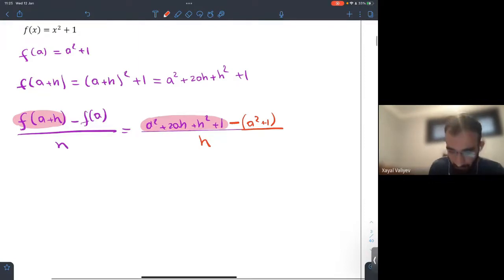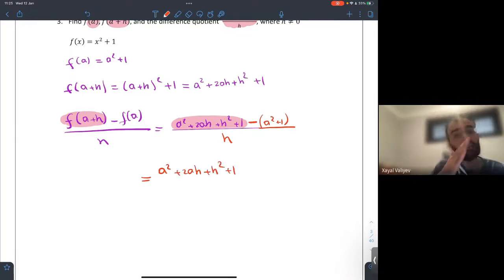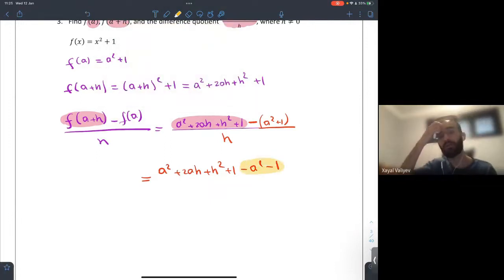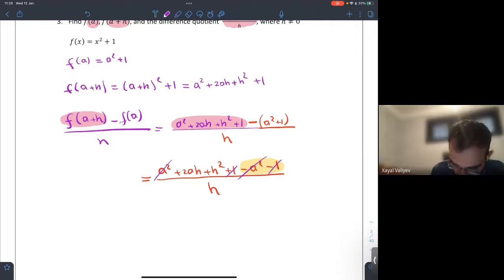I'm not going to do anything with h yet. I'll keep the first part as a squared plus 2ah plus h squared plus 1, and subtract a squared plus 1 as minus a squared minus 1. If this part is not clear, why I wrote negative a squared and negative 1, please let me know and I'll explain one more time. Divided by h. Then I'm going to simplify 1 and -1 because they add up to 0, and a squared and negative a squared simplify each other. The answer left on top is 2ah plus h squared divided by h.